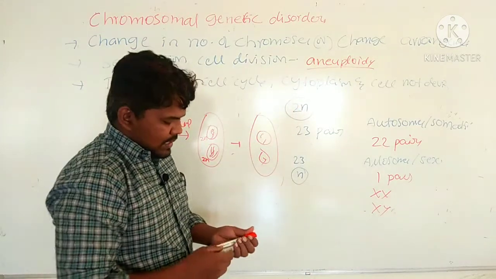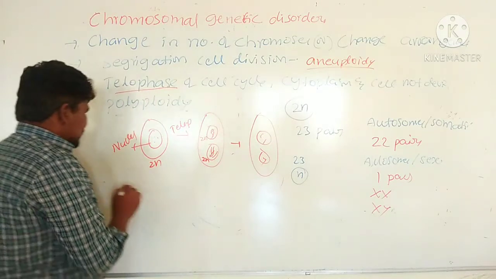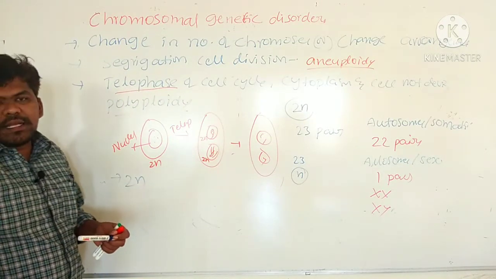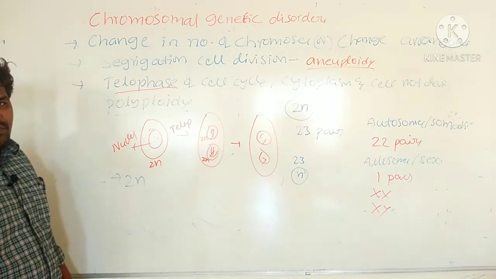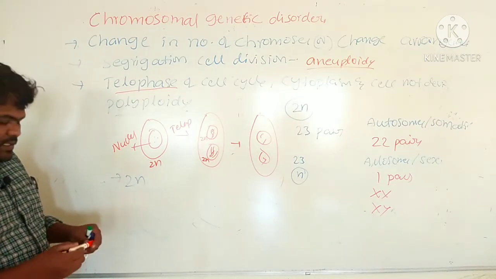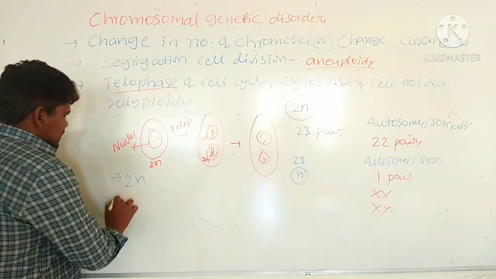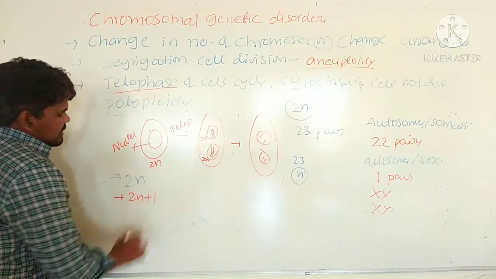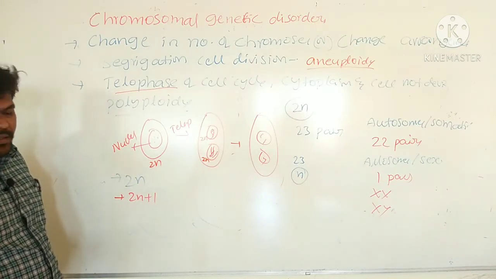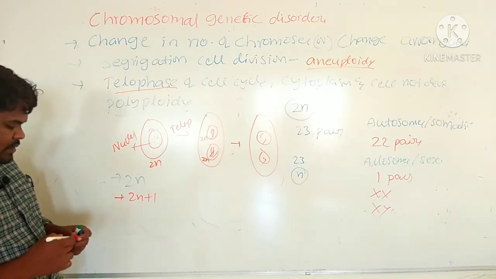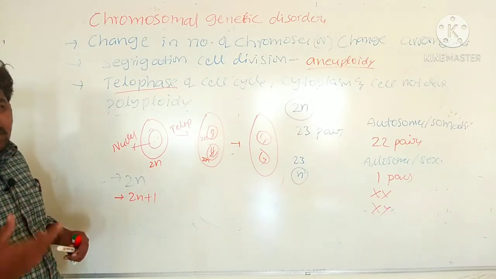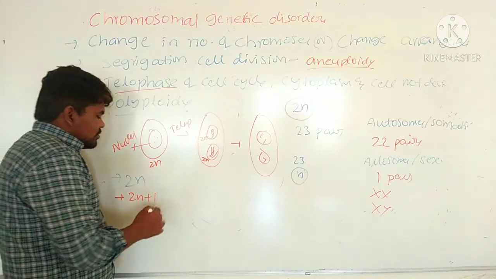Okay, that is in normal condition. Every human being has a 2n condition in their body, meaning they contain 23 pairs of chromosomes in each cell. But sometimes a few members contain one extra chromosome, like 2n plus 1, meaning they contain a total of 47 chromosomes instead of 46. Those people are in the condition in which one extra chromosome is there.